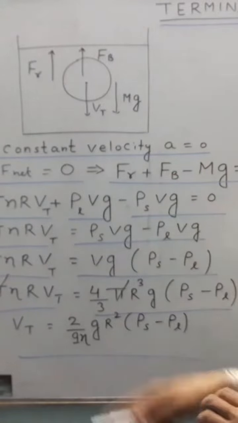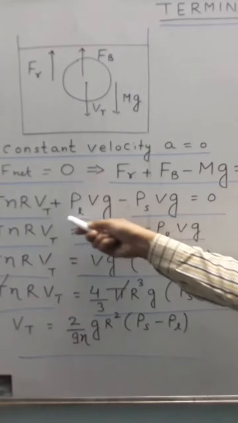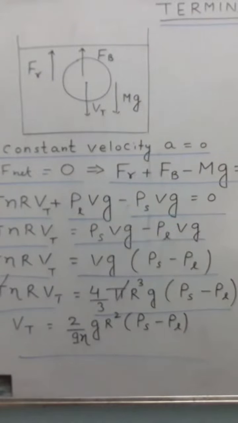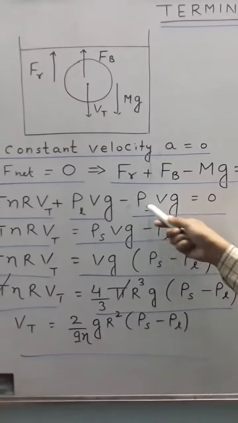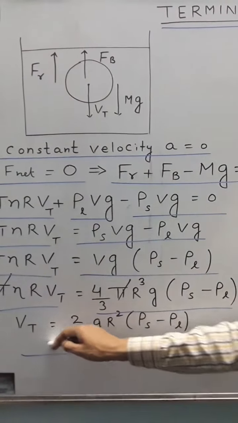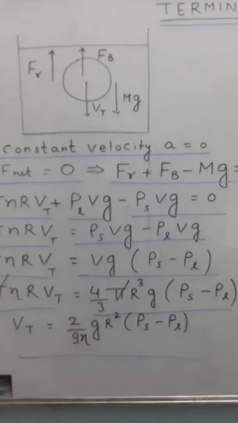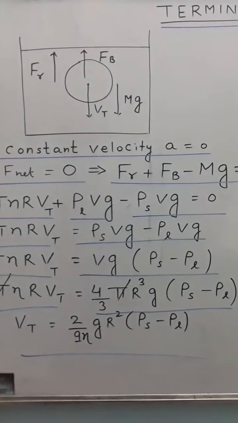We know Stokes law that the resistive force is 6 pi eta r v. Buoyant force is rho liquid Vg, where V is the volume of the body. M will be rho solid into V, so weight is rho solid Vg. After all the calculations, we have the expression for terminal speed as 2g r square by 9 eta into (rho solid minus rho liquid). Now let's look at the graphical variations.